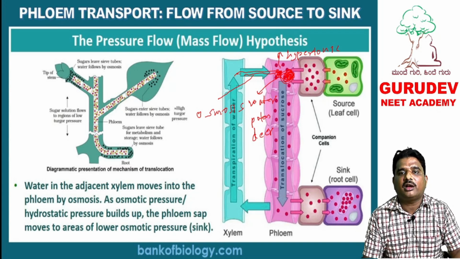particular area, I am making a red pointer here. In this particular area, there was a hypertonic condition earlier, with less water. Water is now entering from the xylem into this phloem tissue. So after that, what is happening here? After that, osmotic pressure increases.